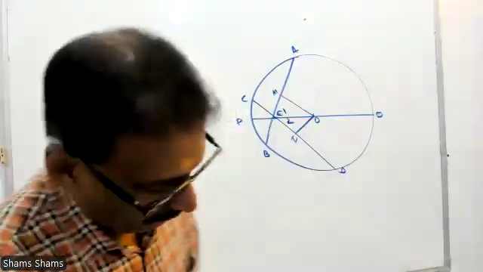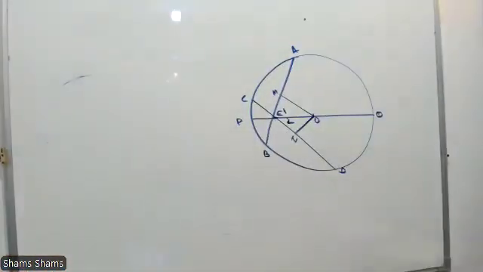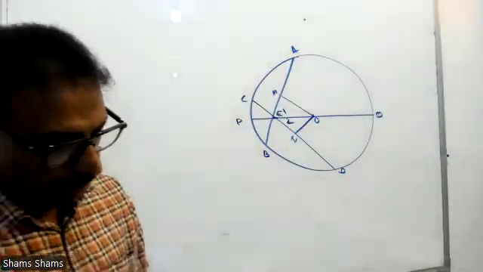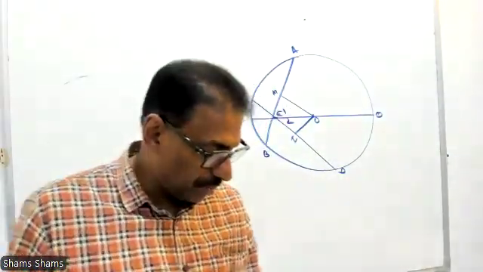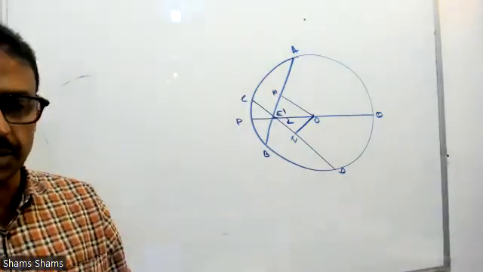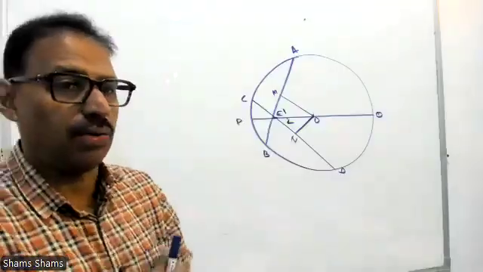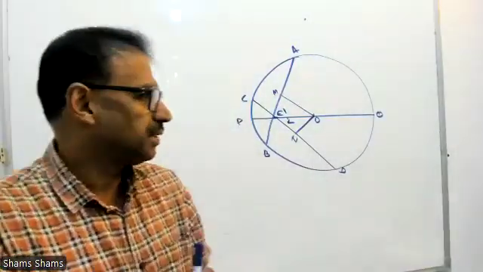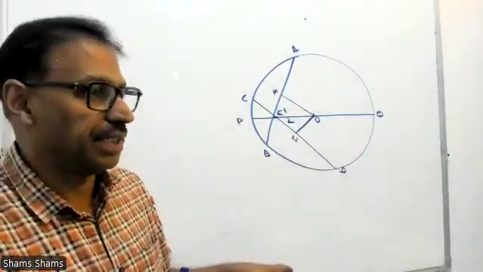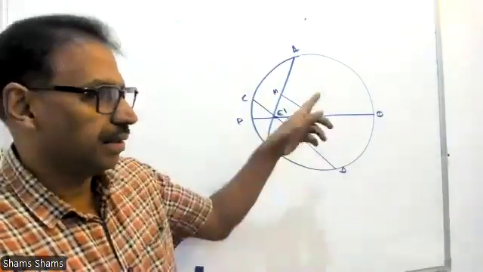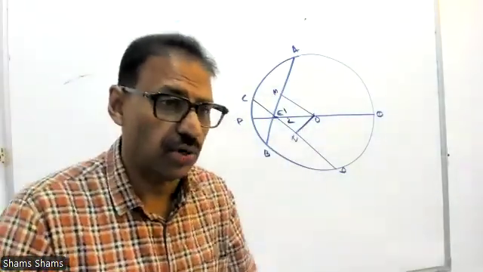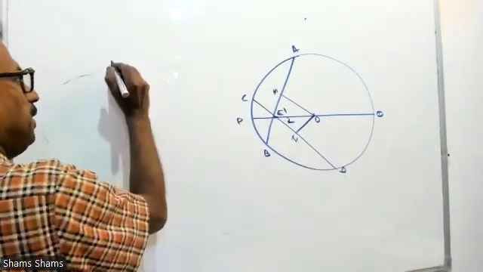Look at the figure here. If two equal chords of a circle intersect within the circle, prove that the segments of one chord are equal to the corresponding segments of the other chord. Same figure only, but what is given here? Don't write now, wait. Read: if two equal chords of a circle, given is what? AB equal to CD.